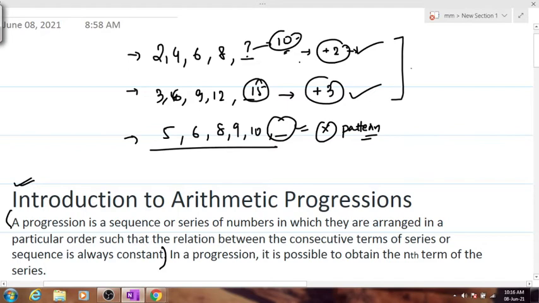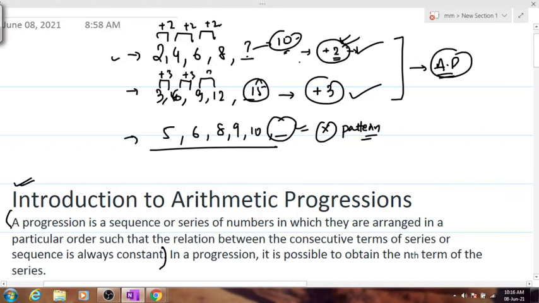This type of pattern is known as arithmetic progression. Clear? In which the pattern always follows a similar progression. Over here the similar progression was plus 2, plus 2, plus 2. The second series had a progression of plus 3, plus 3, plus 3, plus 3. Yes or no? So this common progression is called the common difference, represented by small d. Clear?